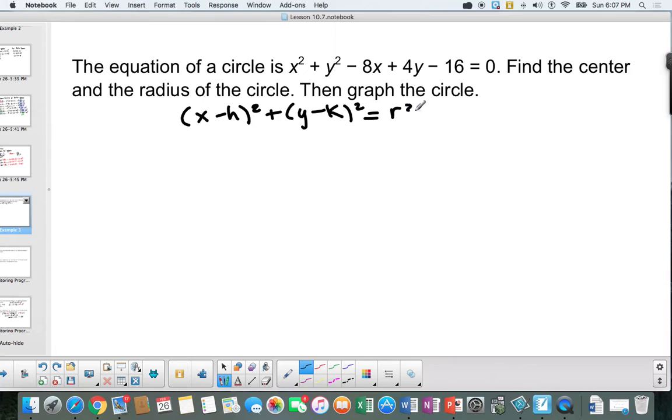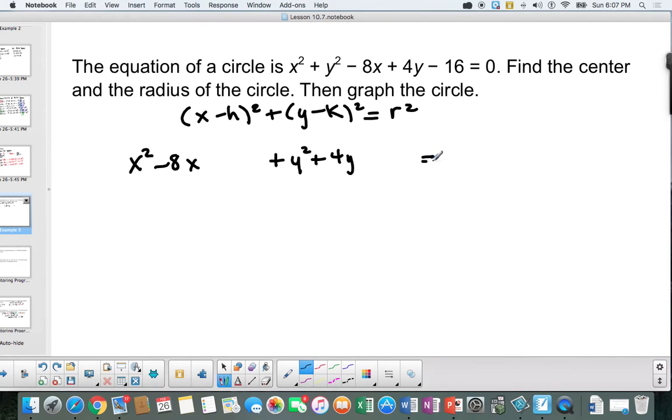And right now, it doesn't look like that. The x squared here, there's an x, negative 8x, there's a y squared here, there's a 4y. And it doesn't look a thing like this. So what I'm going to do is arrange it so that I have all the x's together. I'm going to leave a space. I'm going to put all the y's together. I'm going to leave a space.